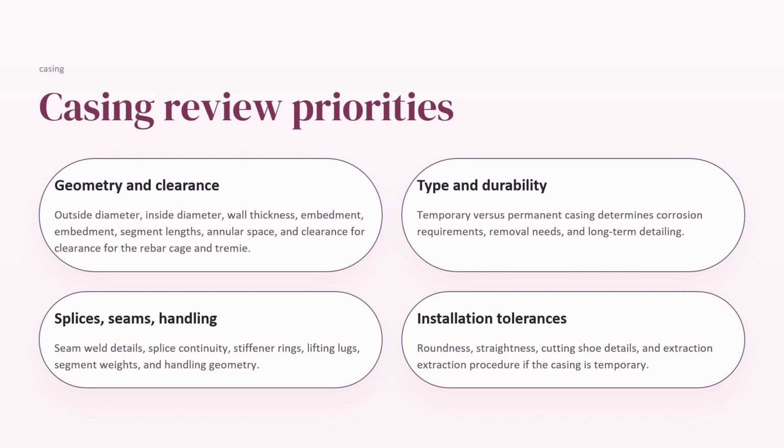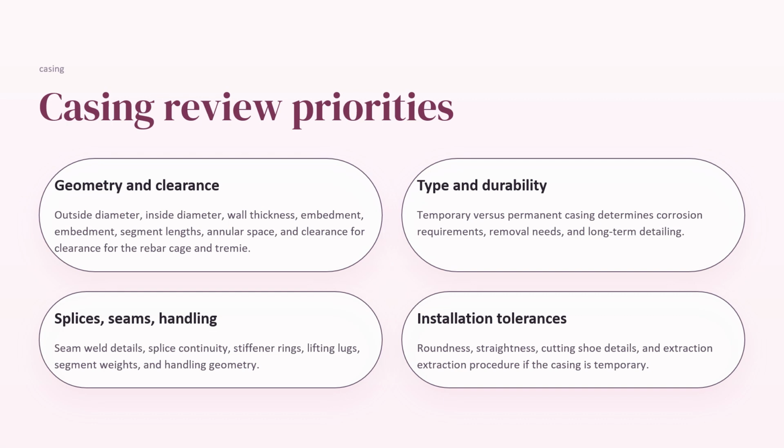Types and durability. Temporary versus permanent casing determines corrosion requirement, removal needs, and long-term detailing. Splices, seams, handling. Seam weld details, splice continuity, stiffener rings, lifting lugs, segment weights, and handling geometry. Installation tolerances. Roundness, straightness, cutting shoe details, and extraction procedure if the casing is temporary.